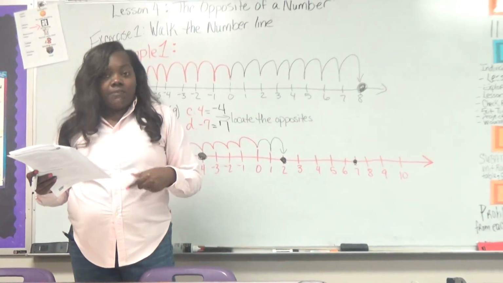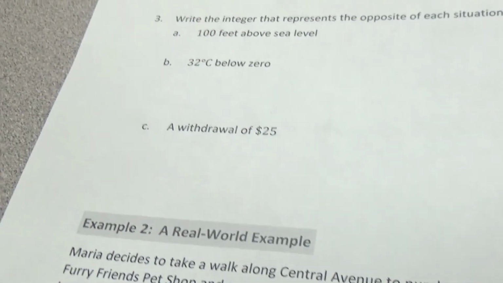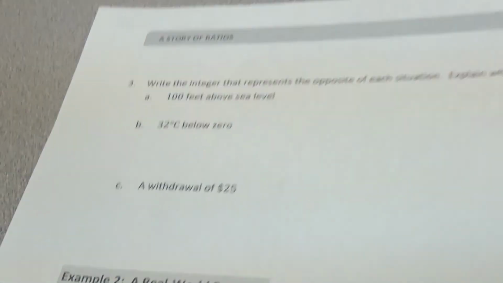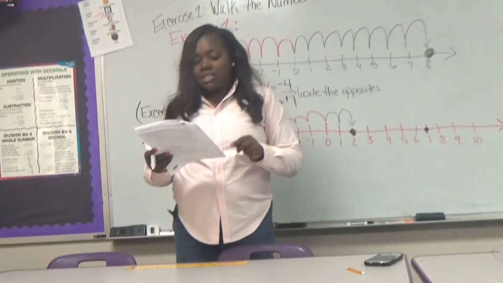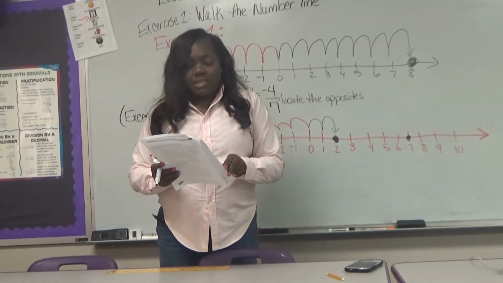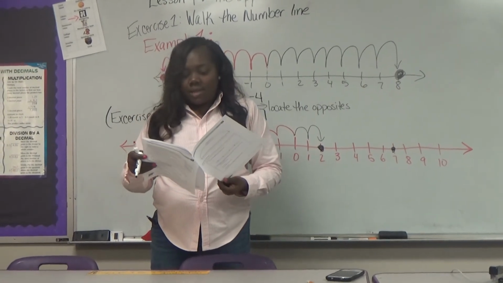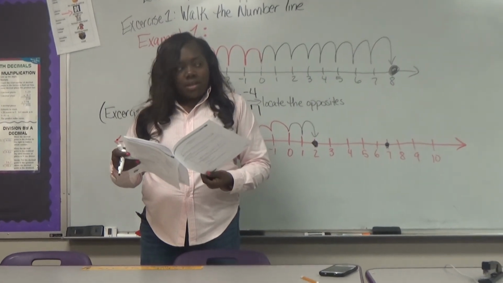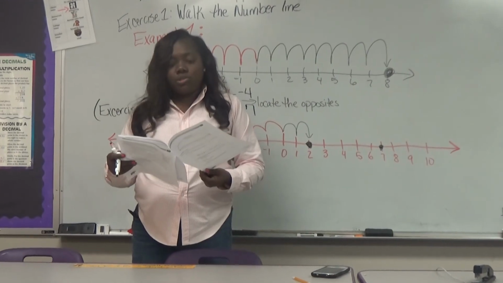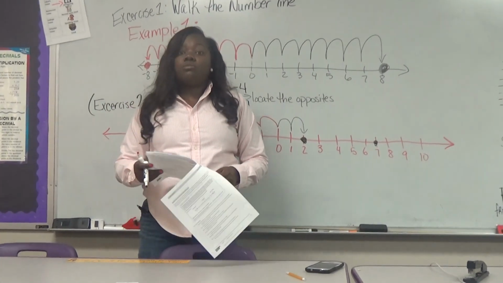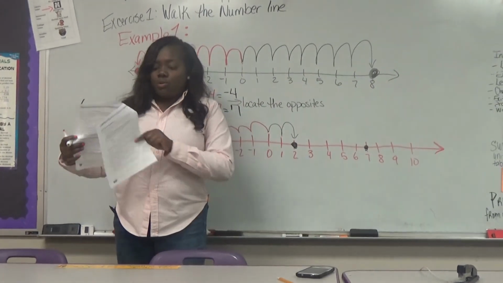You do the same thing for B and C. Write the integer that represents the opposite of the situation that's given on B and C under number 3. Okay? So I think you can handle the rest of that. If you have any issues with this, I want you to locate your small group teacher and they will assist you with the rest.